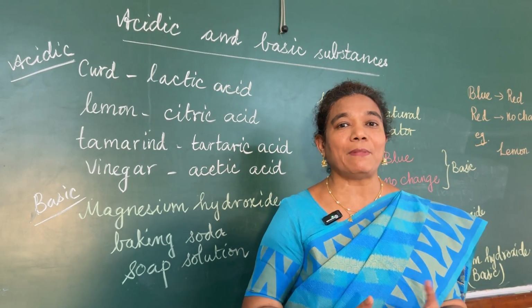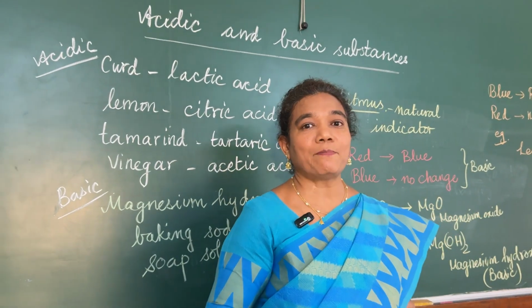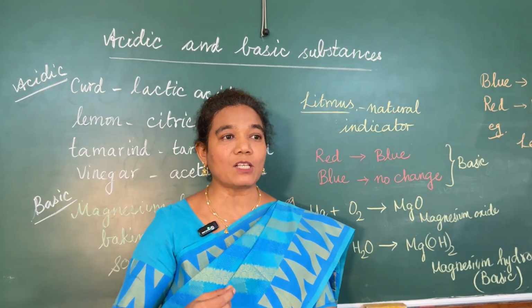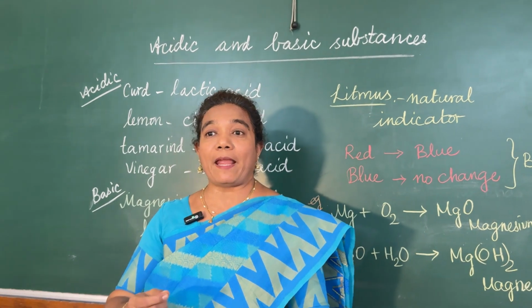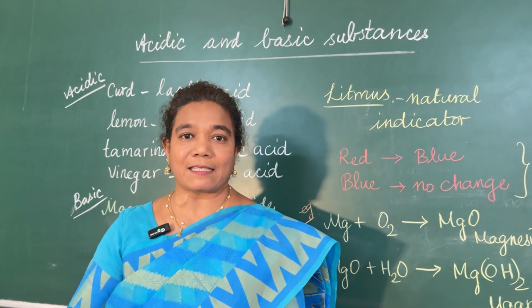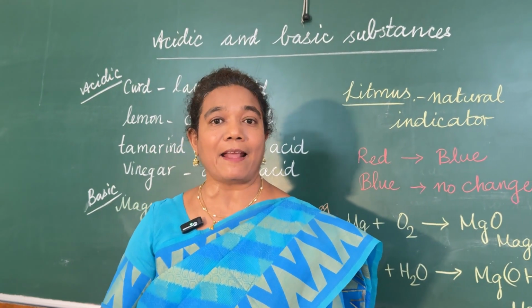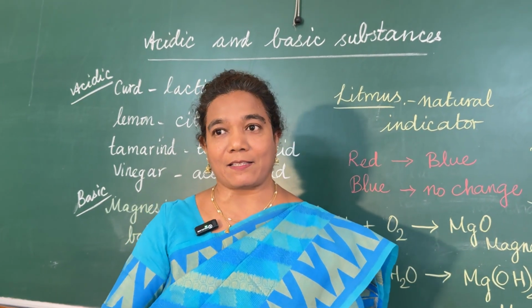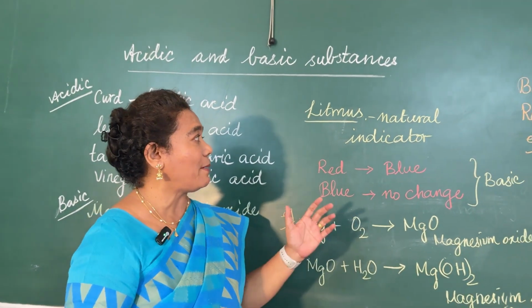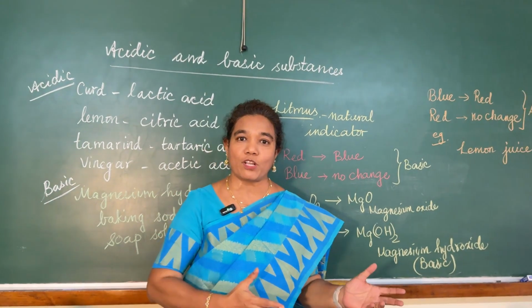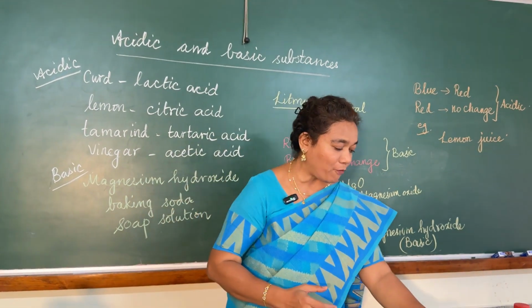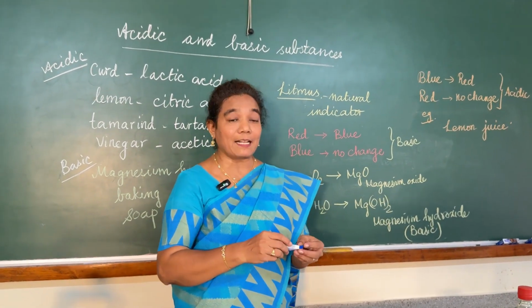How will we get litmus? We get litmus from lichens. That is also a living thing. It is obtained on rocks and trees. Where the rainfall is more and clean air is there, you can find these lichens. This litmus is available in two forms, in the solution form as well as in the paper form. So we use this litmus paper.